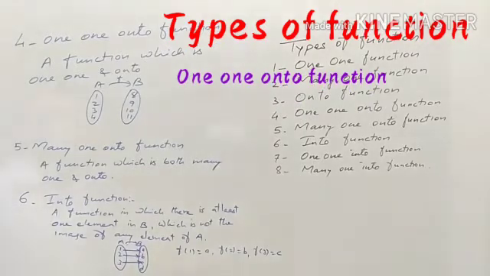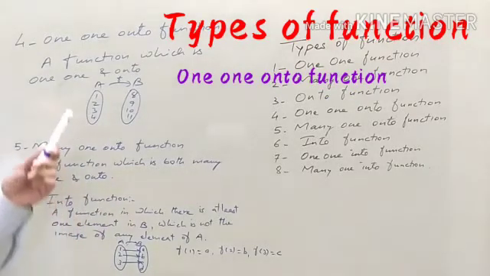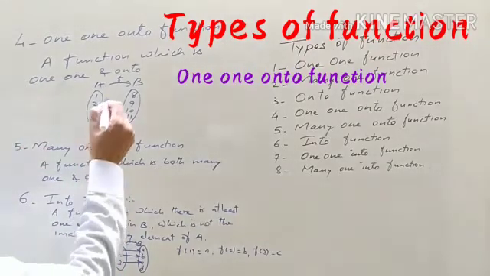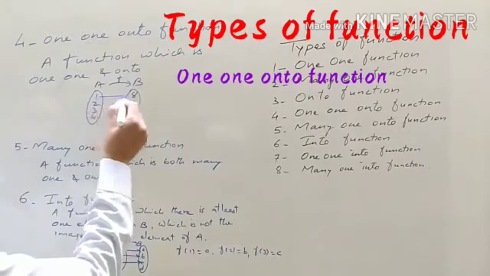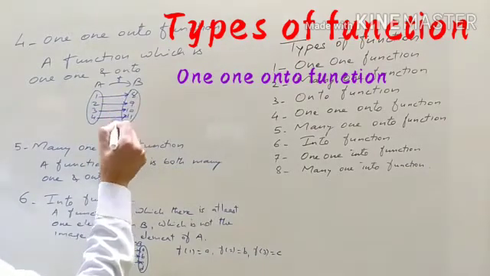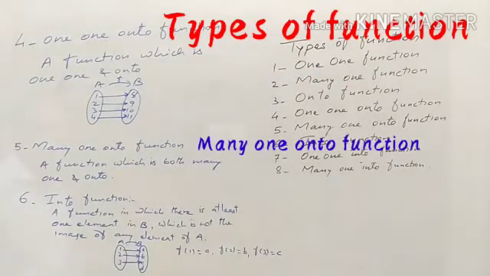Now the next one is one-one onto function, a function which is one-one and onto. For example, this example we can consider, where it may be related one-one and onto. So this will be related to these elements. So this is one-one and onto. Many-one onto function, a function which is both many-one and onto. So, many-one onto function.